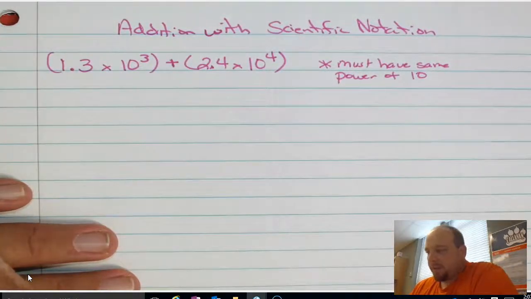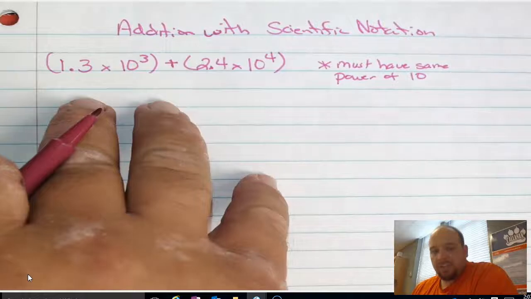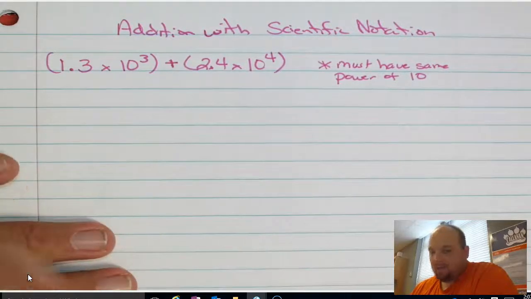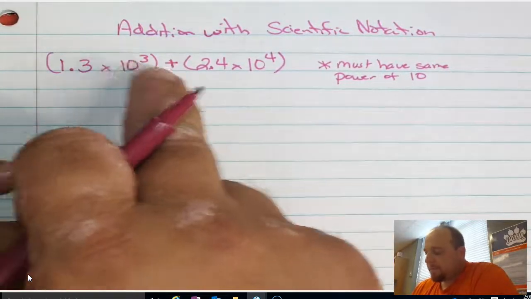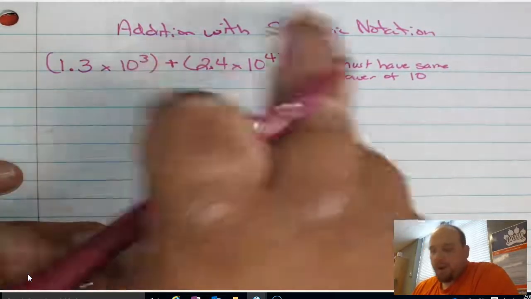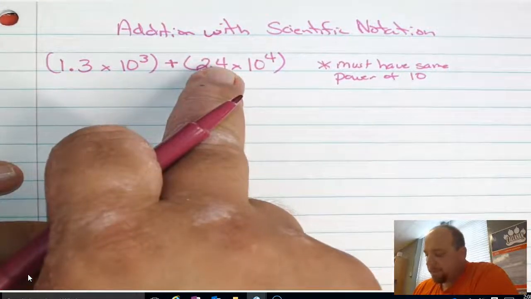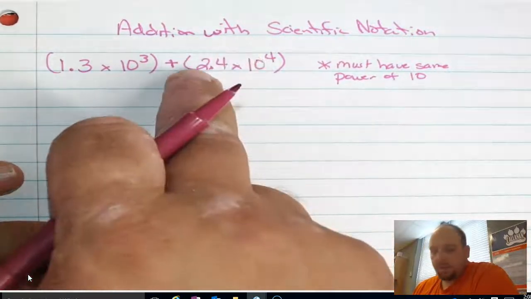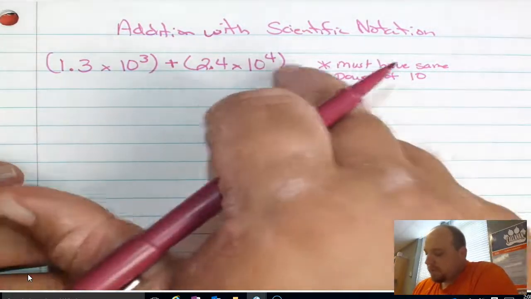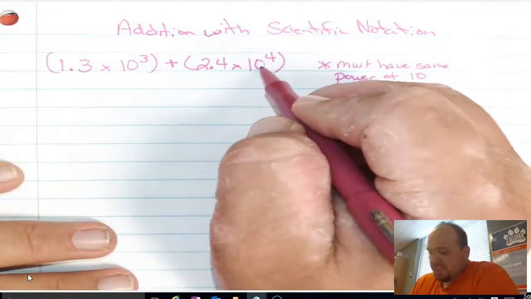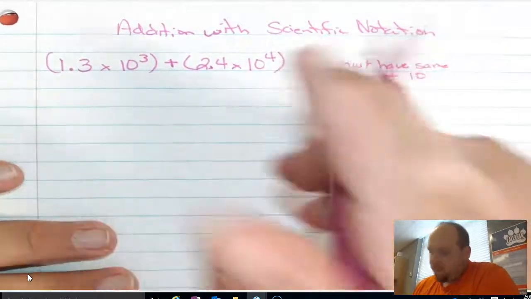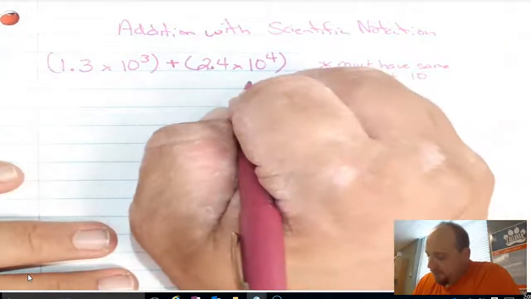So what I'm going to do is change this so that they both have the same power of 10. So I need to decide if I want to have 10 to the fourth or 10 to the third. And I find it easier going down, because when I go down, I just make this number larger, which is easier for me. So I'm going to go ahead and change this one right here. I'm going to go from 10 to the fourth down to 10 to the third.